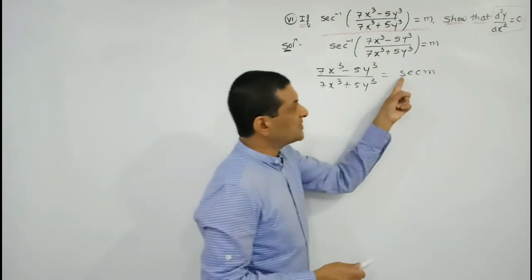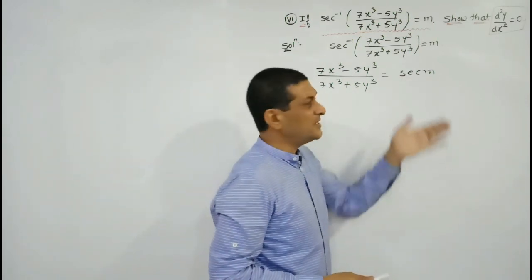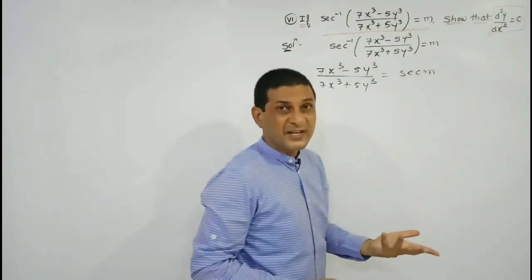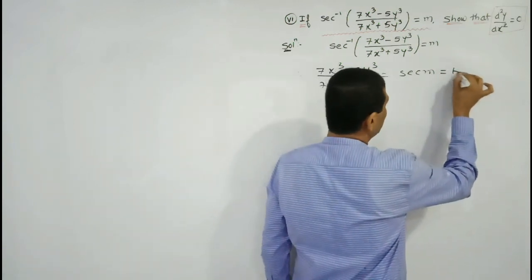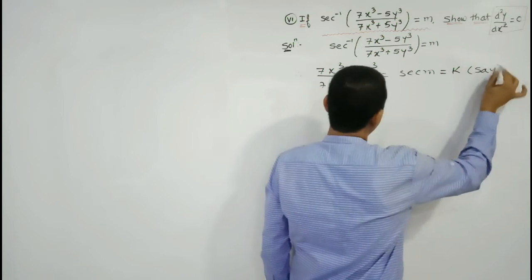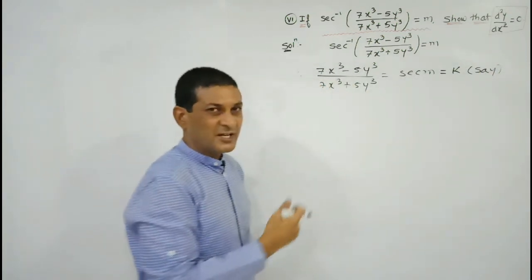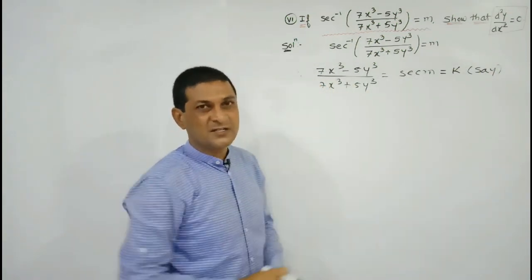Now here we can observe that sec m, is it a constant term? Yes, variable does not appear. Which are the variables? x and y. So this constant I am denoting by k. Let us denote it by k. So since we are denoting it by k, let us suppose that this constant term will be equal to k.